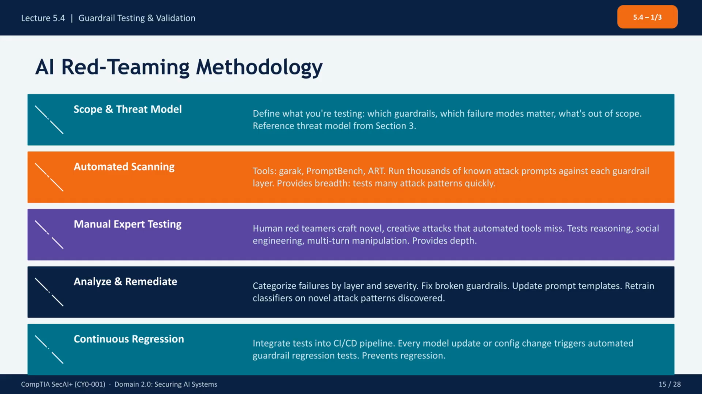Phase 4 is analysis and remediation. Categorize every failure by which layer broke, and how severe the failure was. Then fix the broken guardrails. Update prompt templates to address new attack patterns. Retrain ML classifier firewalls on the novel attacks discovered during testing.